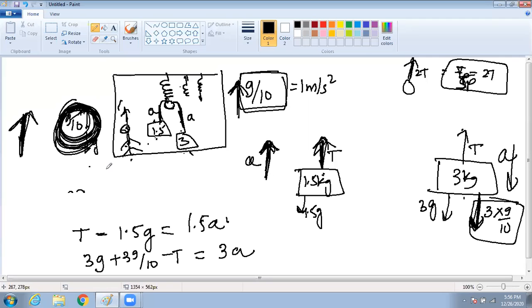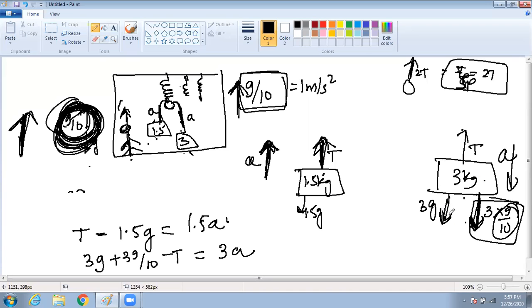Yes, sir. Yes or no? Acceleration, the observer is moving upward, no? What acceleration? G by 10. So pseudo force is what? Mass of the object into acceleration of the observer. Acceleration of the observer is how much? G by 10.